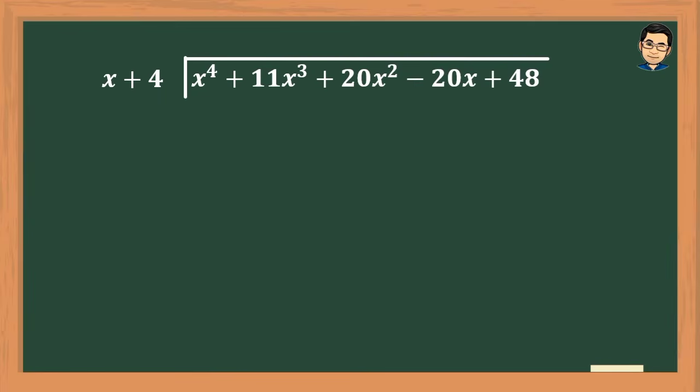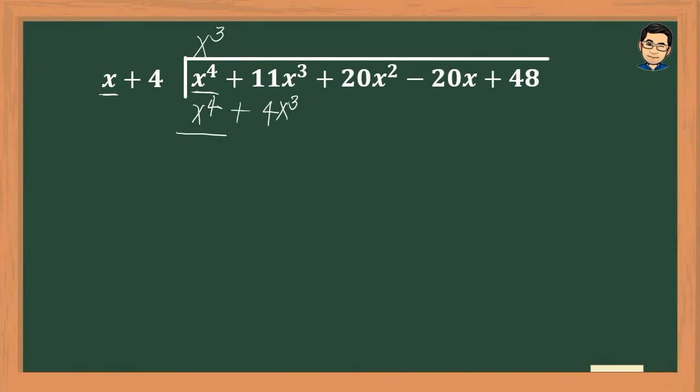So, let's divide. So, x to the 4th power divided by x. So, that is 4 minus 1. So, that is x cubed. And then, we multiply x cubed to x plus 4. So, x cubed times x, that is x to the 4th power. And then, x cubed times 4, that is positive 4x cubed.